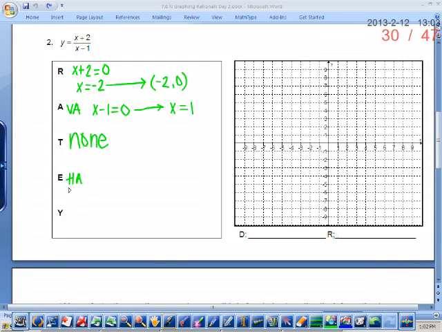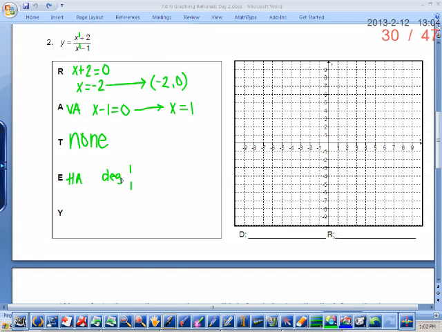What do we have to compare to decide which case we have? The degrees. What is the degree of the numerator? 1, good, because it's x to the first. What's the degree of the denominator? 1. So we have the case where our degrees are the same. What does that tell us to do? Play the coefficient game.